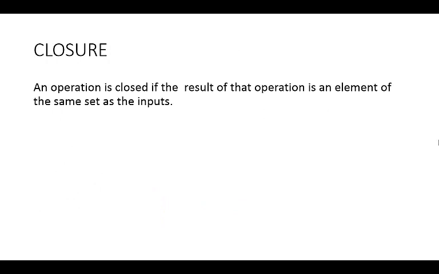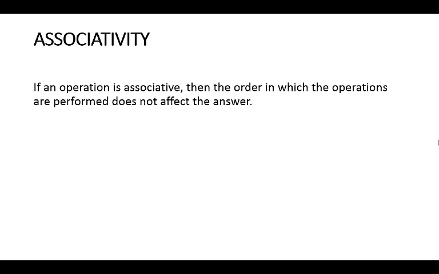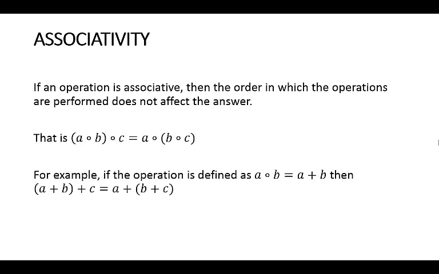Closure. An operation is closed if the result of that operation is an element of the same set as the inputs. So if the input set is even numbers, then the output of the operation must also be an even number. Associativity. If an operation is associative, then the order in which the operations are performed does not affect the answer. Specifically, (A operation B) operation C equals A operation (B operation C). For example, if the operation is defined as A operation B equals A plus B, so just simple addition, then (A plus B) plus C equals A plus (B plus C).